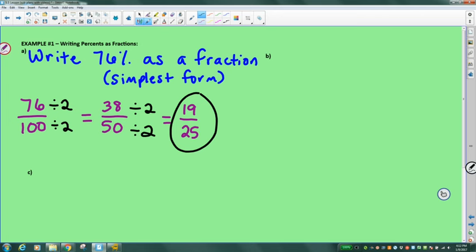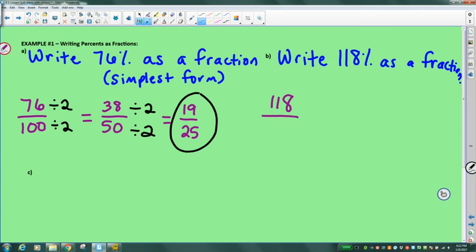Okay, let's try B. Let's go ahead and write 118% as a fraction. Again, in simplest form. So when I write this, I'm going to start by writing 118 over 100 because a percent is always out of 100. Now I look at this and I notice that the numerator is larger than the denominator, which was different than the first one. Well, the first one was less than 100%, so my fraction was less than 1. In this case, however, 118 over 100 is an improper fraction.